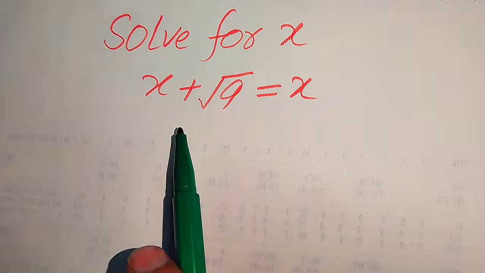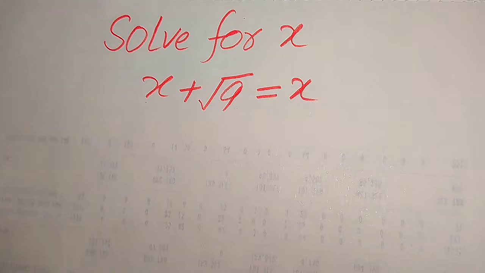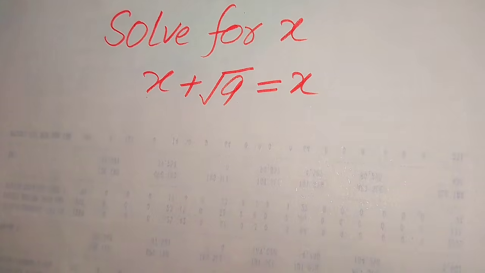So here we have x plus square root of 9 is equal to x, and we solve this problem for all the values of x. First we need to solve this problem for all the roots of this equation, and at the last we will verify which of the roots are solutions and which of the roots are extraneous roots.